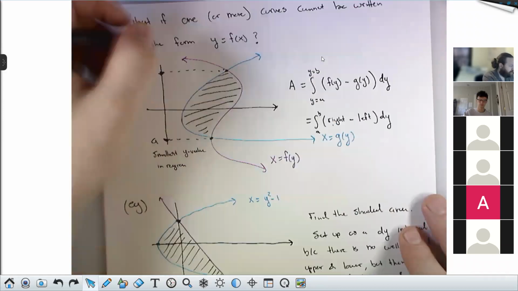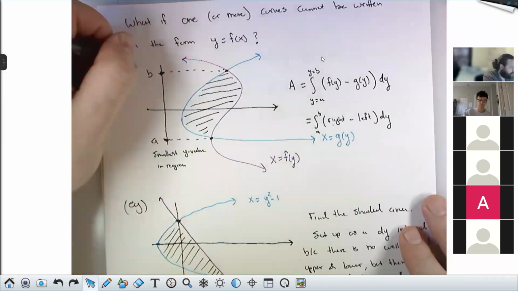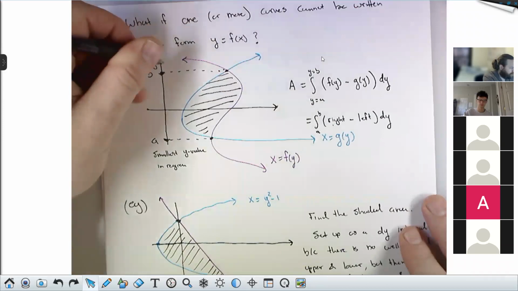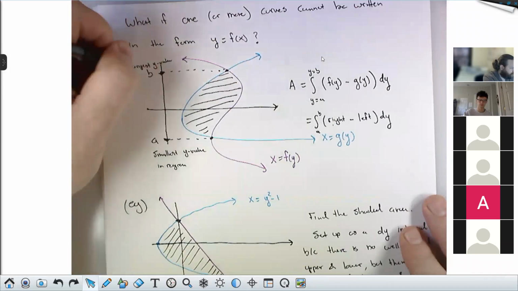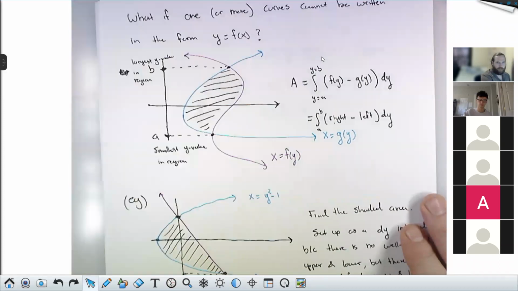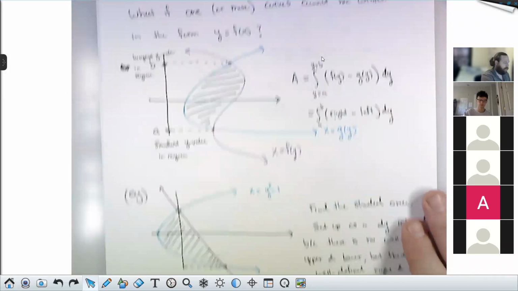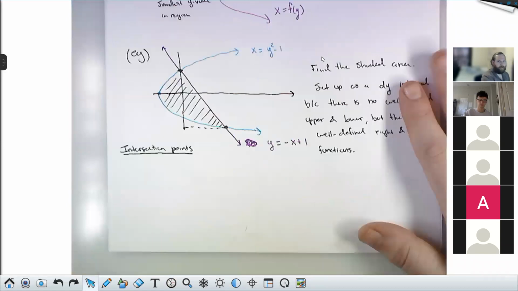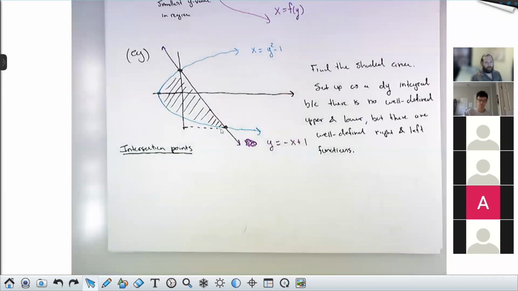And B up here, this is the largest y value in the region. That's how you determine what to use for your bounds. And in this particular problem, the smallest y value in the region and the largest y value in the region are both intersection points. So in order to find those bounds for my integral, I need to find the intersection points.